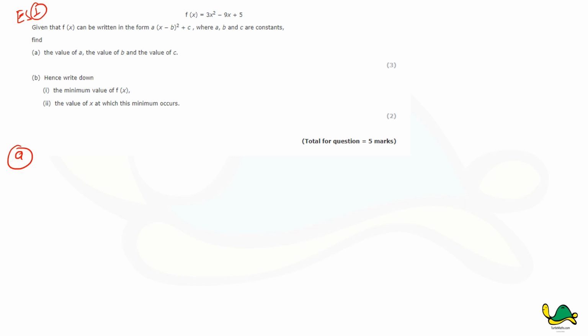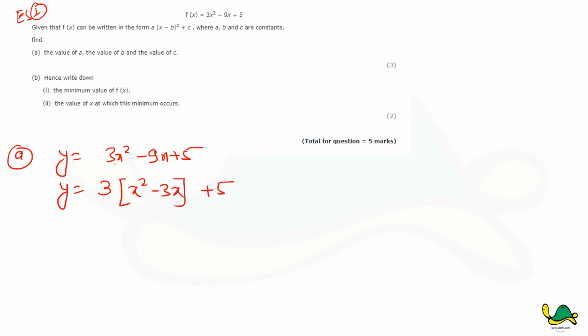My function is y = 3x² − 9x + 5. Let's rewrite it. Clearly my a is not equal to 1, so I will factorize these two terms first. I will take 3 out: x² − 3x in brackets, plus 5, and I will try to do the completing of the square right here. So y is equal to 3 times (x² − 3x).